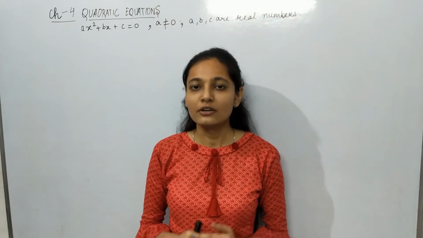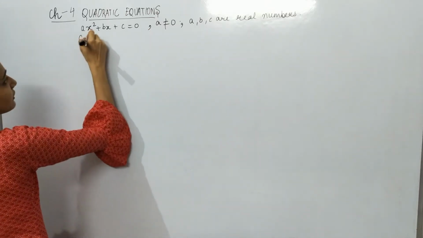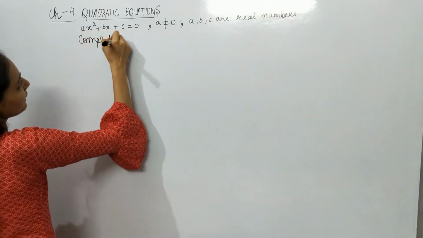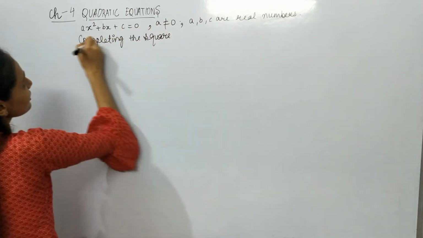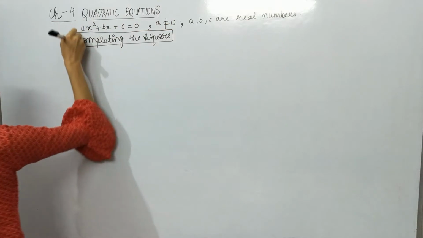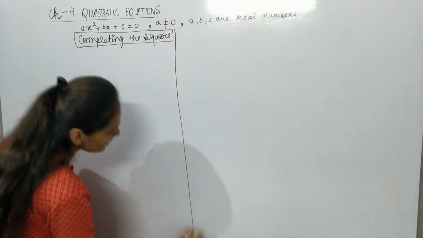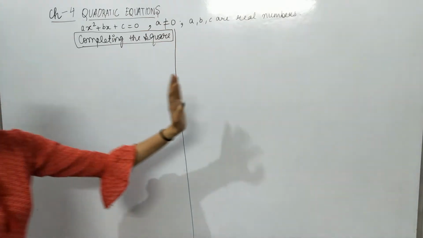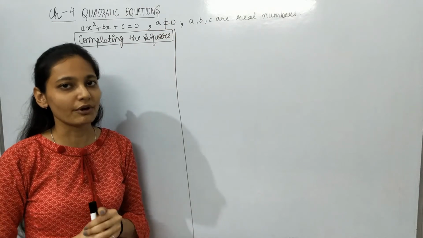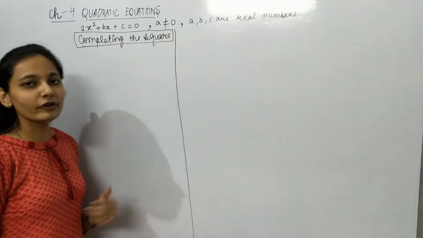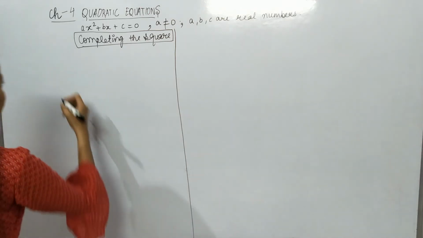Now today in this video we will see the next methods to find the roots of the quadratic equation. We will start with completing the square. We will do the completing the square method to find the roots of the quadratic equation. And after that, we will derive the quadratic formula to directly find the roots of the quadratic equation. The method of completing the square has some steps. So let us see what those steps are.